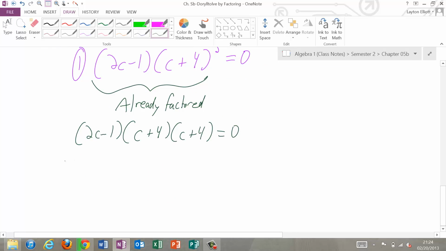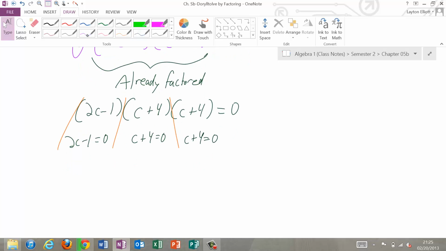But what this means is that 2c - 1 is equal to 0, c + 4 is equal to 0, and another c + 4 is equal to 0. This is what it means to set each factor equal to 0, because any one of those could have been equal to 0. So we're going to set them all equal to 0, and solve each one. This would be 2c = 1, or c = 1/2. This is c = -4, and this is c = -4.